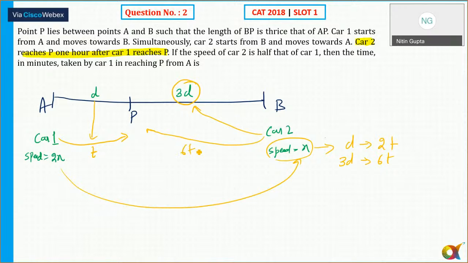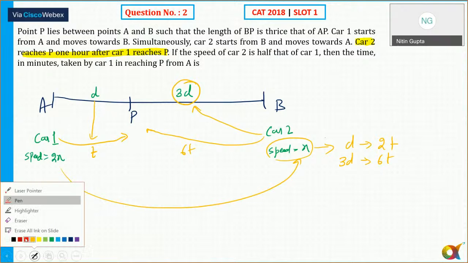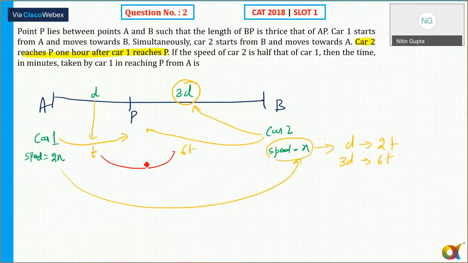And what is the gap between these two? I've already highlighted it in yellow color. And let me use the laser pointer. Car 2 reaches P 1 hour after car 1 reaches P. So the gap between T and 6T is equal to how much? That is equal to 1 hour. So the gap of this is equal to 1 hour.